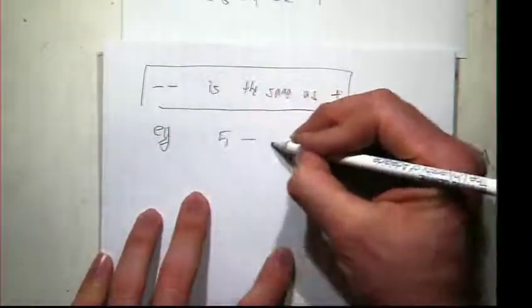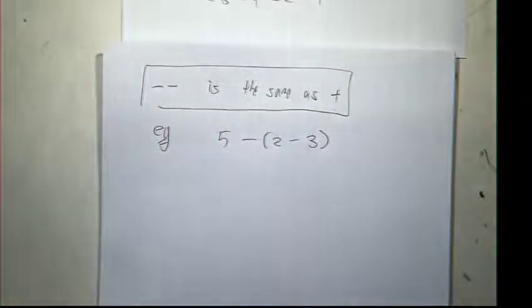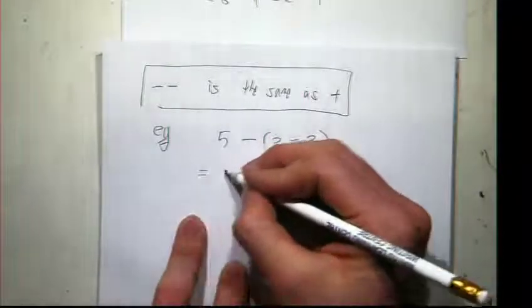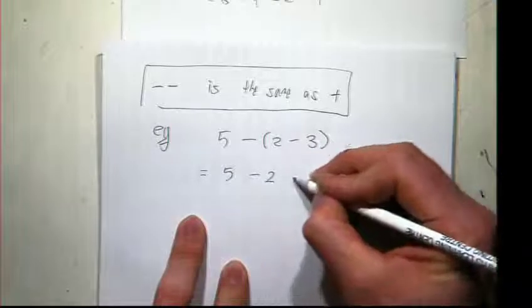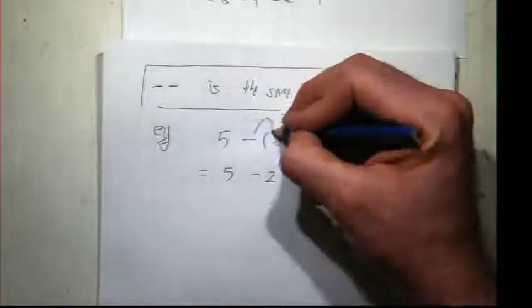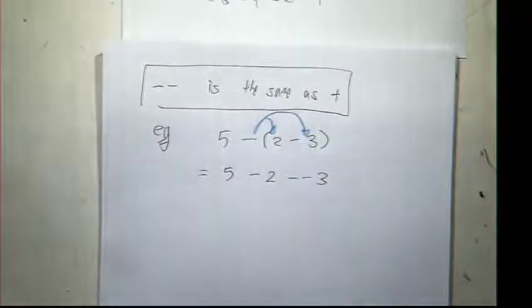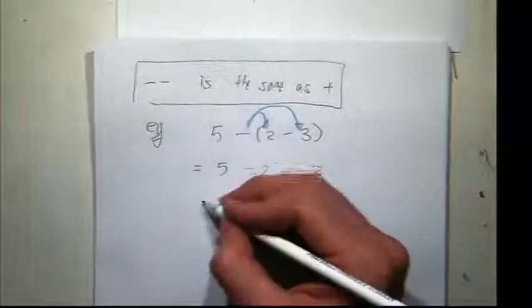Just as an example, if I combine those two rules together, 5 minus 2 minus 3. 2 minus 3 is the number -1. And 5 minus 2 minus 3 is the same as 5 minus 2 minus minus 3. So the minus came in and attached itself to the 2 and it attached itself to the 3, but there was already a minus. So the minus minus is the same as a plus.